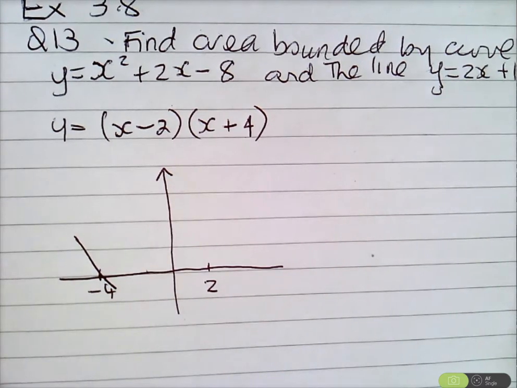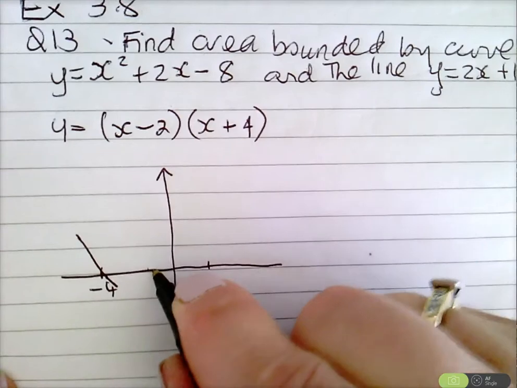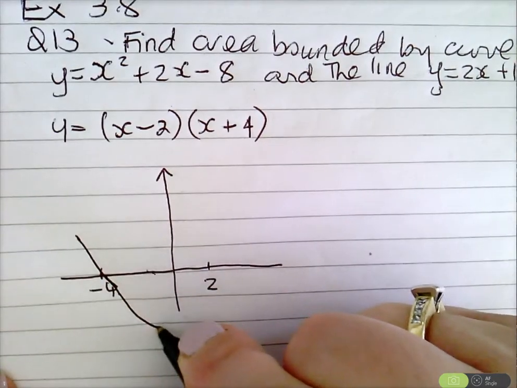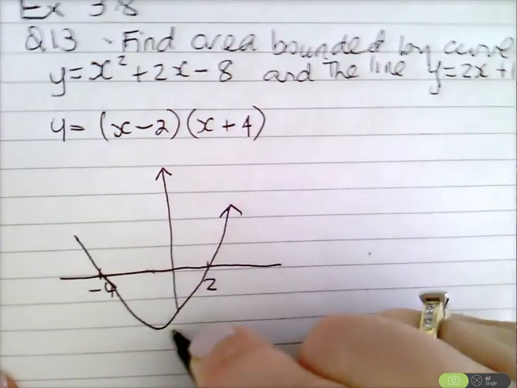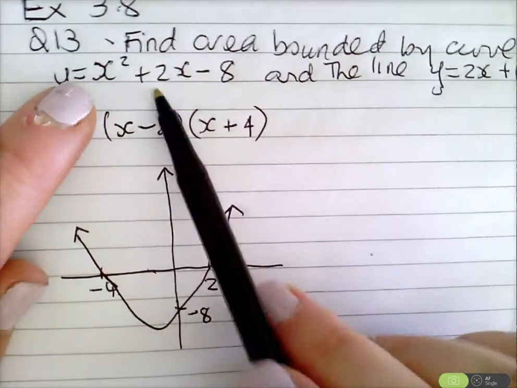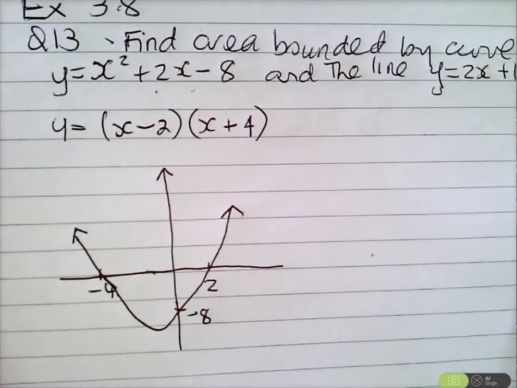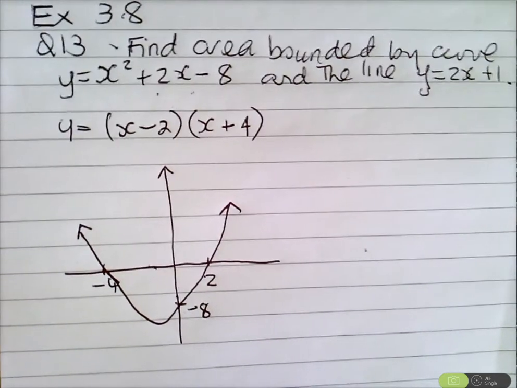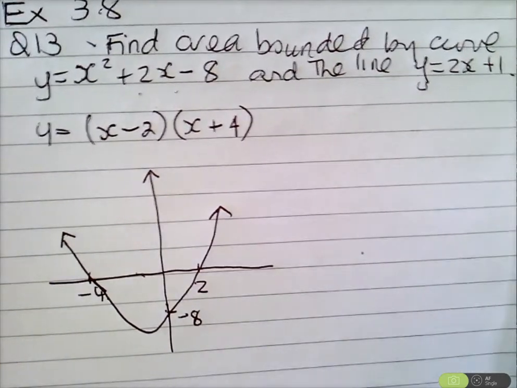Concave up. X intercepts at negative 4 and 2. Axis of symmetry would be at negative 1, halfway between. I'm not too worried about where the y-intercept is, but it is at negative 8, because it's x squared plus 2x minus 8. That's that curve. Find the area bounded by that curve and the line y equals 2x plus 1.